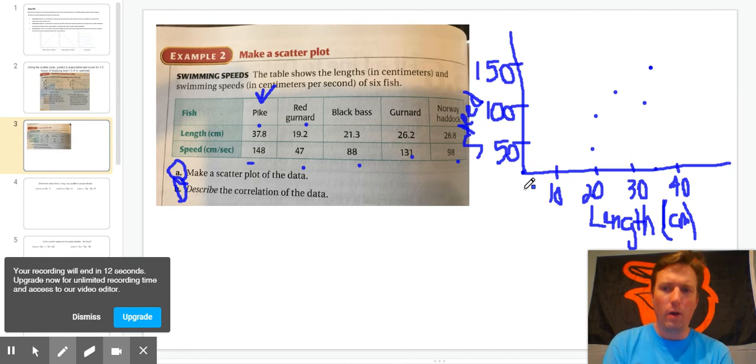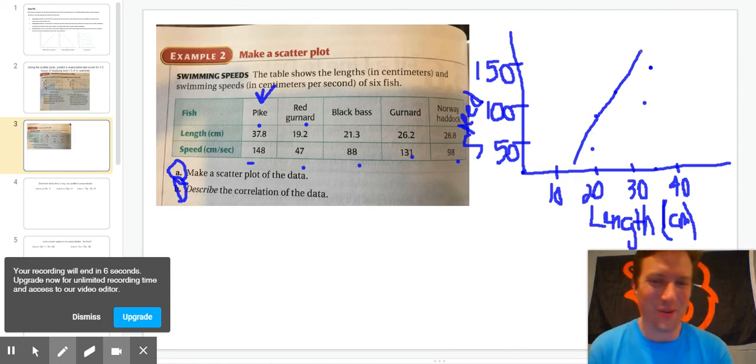So what can we determine? 1, I graphed it. 2, I have a positive correlation. How about that? Now, I'd like you to work on this today.